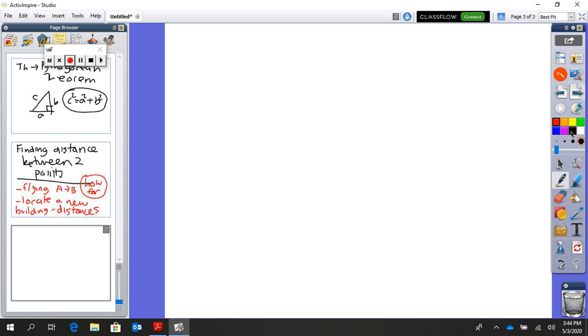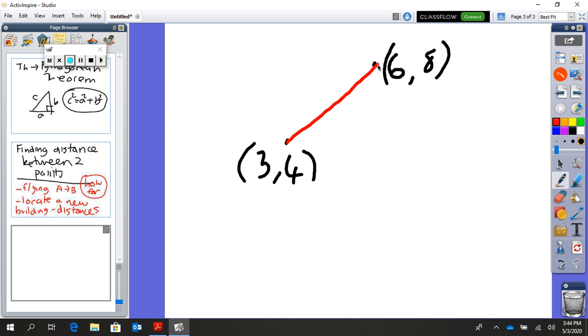Suppose we had 3, 4. So from this point, and suppose we're going to the point 6, 8, and we are flying. So we want to know what is the straight line distance from here to here. Okay, so let's call that D. And what is D going to be?